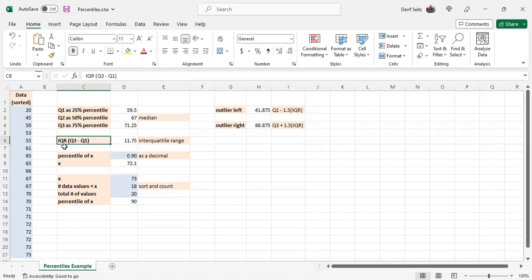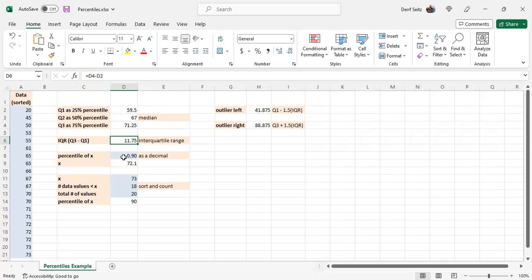There's something called the interquartile range, IQR, and it's defined to be the difference between Q3 and Q1. The calculation here simply subtracts those 2 values to get the interquartile range.